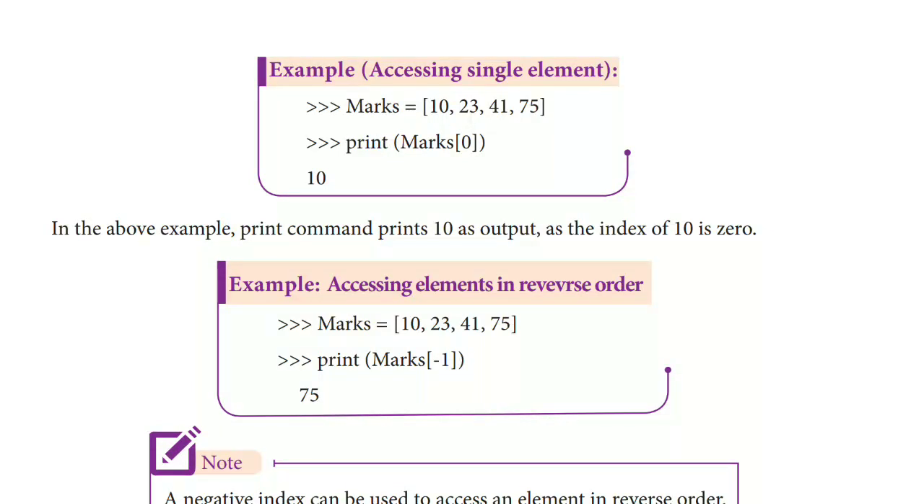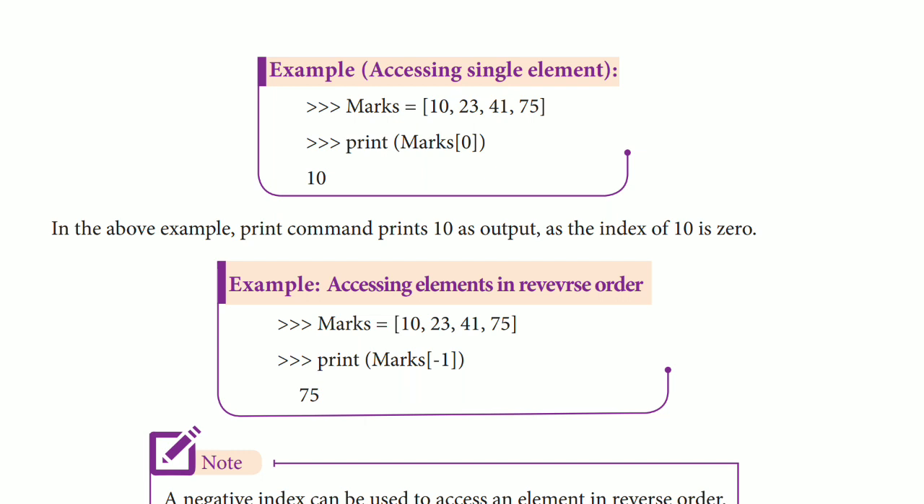Here there is an example. There are four elements, and marks is the variable name. In the next statement, they are trying to print the first element, which is at index 0. So print marks of 0, with opening and closing square brackets, and then they execute the instruction. The result is 10, which is the first mark of the list. So in the above example, the print command prints 10 as the output, as the index value of 10 is 0.